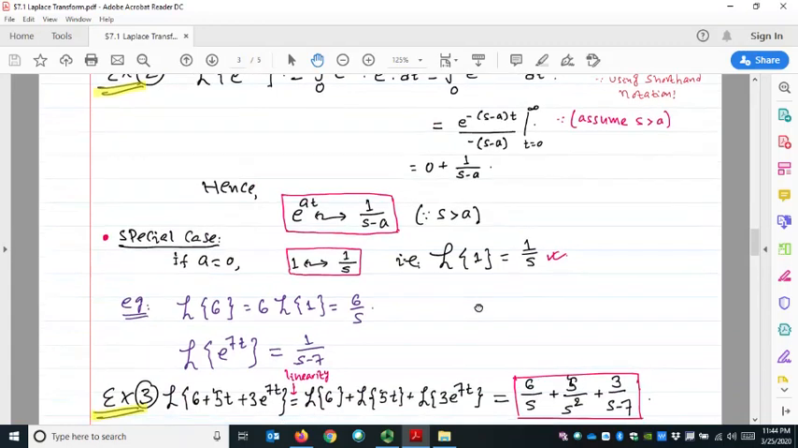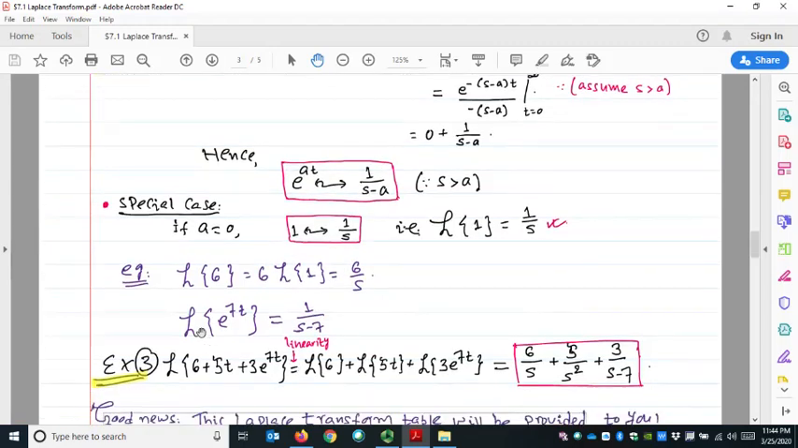Let's do a quick example. The Laplace transform of 6. By linearity, I can pull the 6 outside the Laplace transform and compute the Laplace transform of 1, which is 1 over s, and multiply by 6, so it's 6 over s.